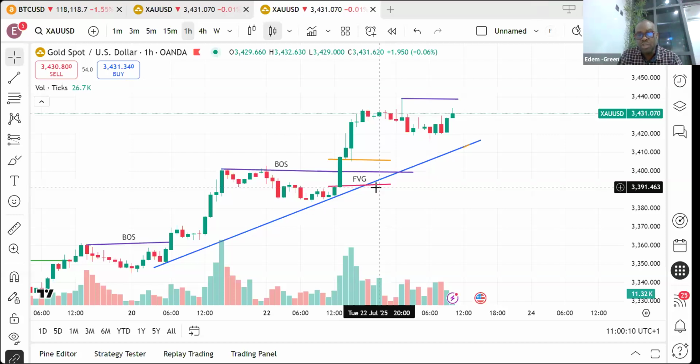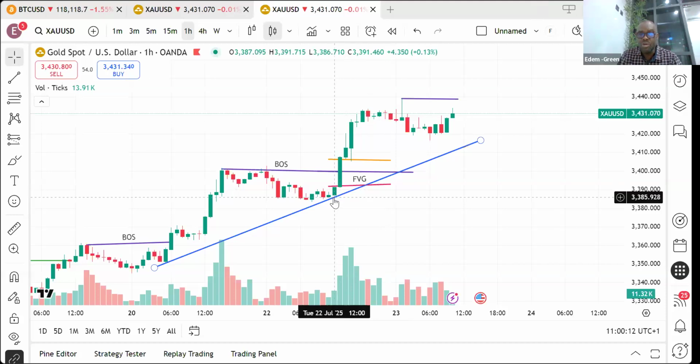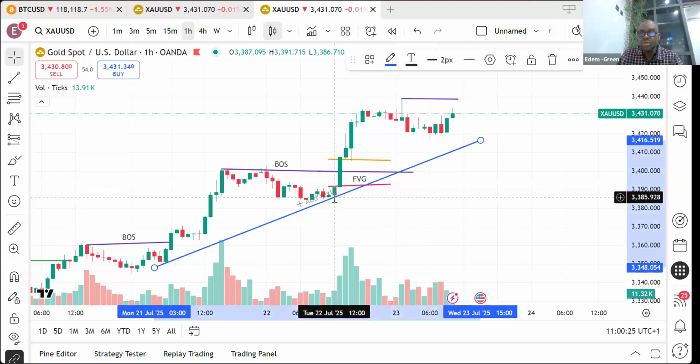If you have questions, you can write them down in your notepad or drop them in the chat box. I'm going to clear my chat so that I can have a clean chat. So we now go to the automated fair value gap trading.